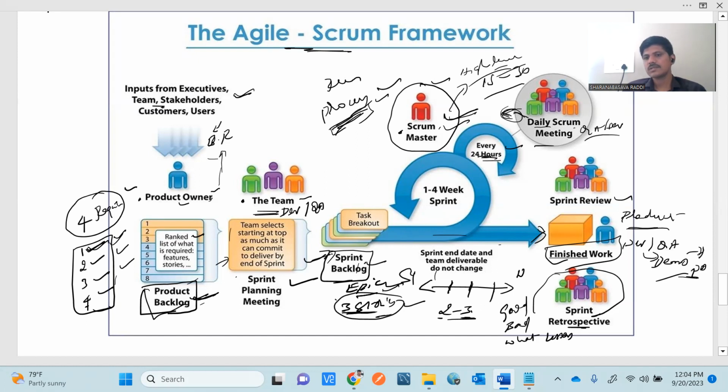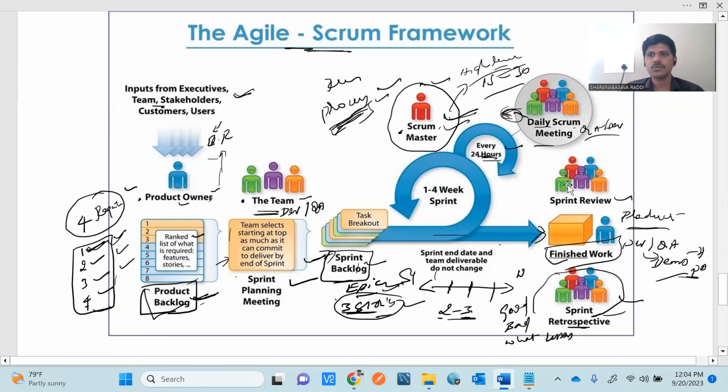Once everything is okay and the product owner has accepted the current sprint work, then there will be a sprint retrospective meeting. In this sprint retrospective meeting, there will be a discussion on what things went well in the current sprint, what things went badly, and what we can improve in the upcoming sprints, and what type of things we can include to improve our process. Those things will be discussed as a part of the sprint retrospective meeting. This is all about the Agile Scrum framework.